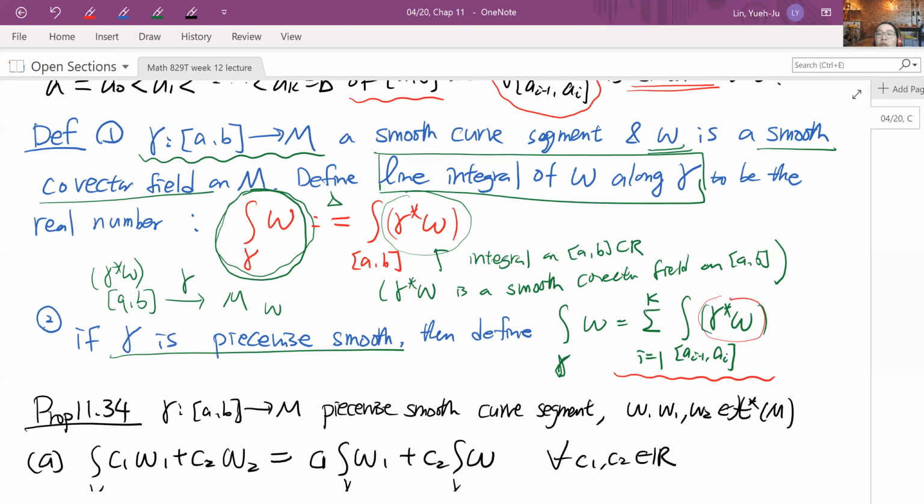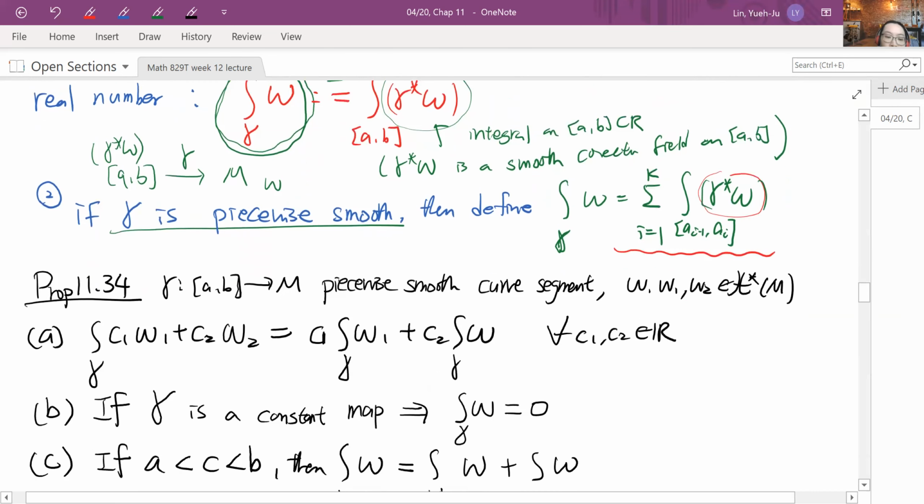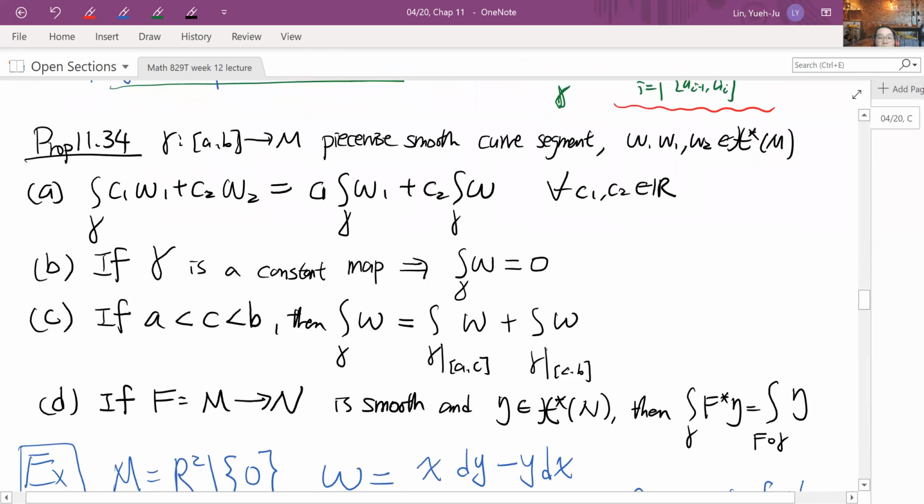And also, once you do the pullback, it becomes just the usual integral we know on the real line, right? So anything we know about the usual integral on the real line, it should have here, right? For example, there's a linear property and all that. So first we can see that there are several nice, intuitive and natural properties that we can have. And here the curve that we compute the line integral for only needs to be piecewise smooth, right?